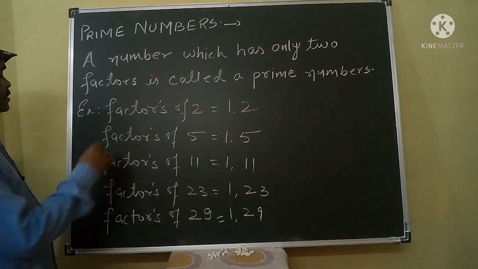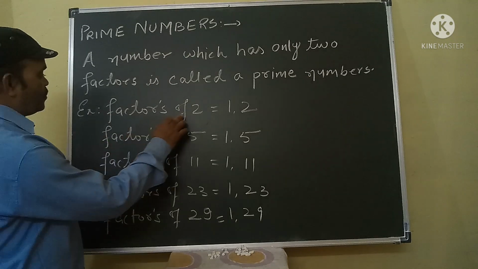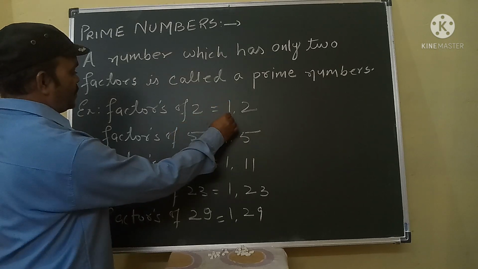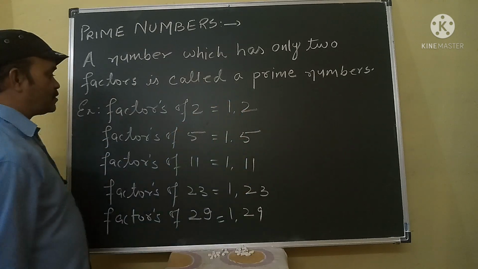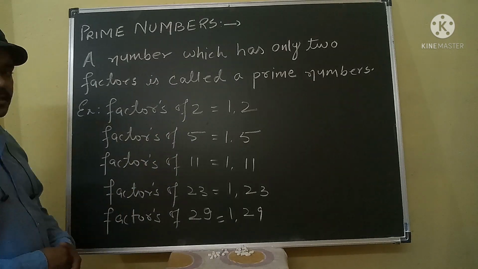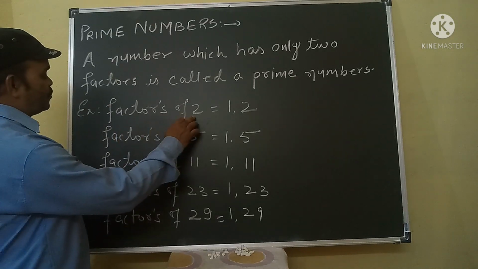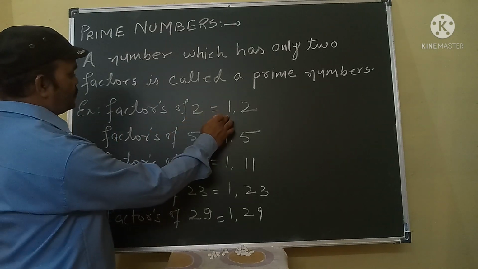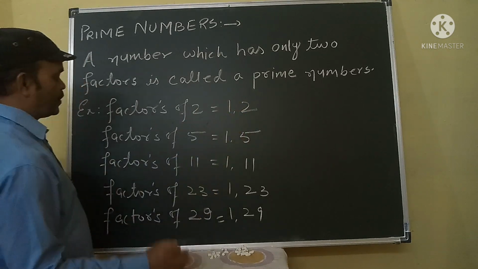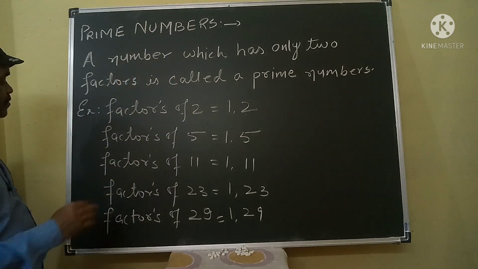For example, suppose you want to find out the factors of 2. The first factor is 1 and the second factor is 2. As you know very well, 1 is a factor of every number. So the factors of 2 are 1 and itself, that is 2. So 2 is a prime number.